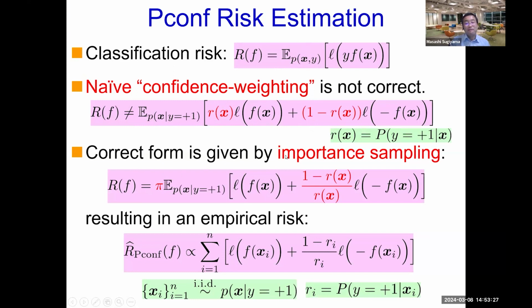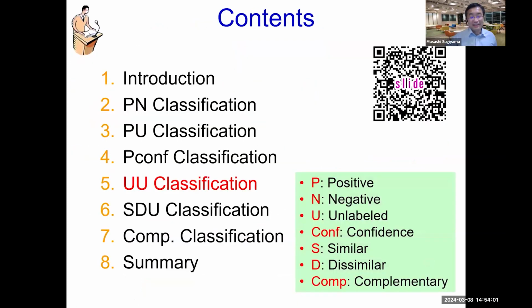Then in the end, the correct form is rather similar but a bit different. We have pi here and no weight here, and we have weight 1 minus R divided by R. By a few lines of calculation, we can obtain this, and in the end, this results in an empirical risk of this form. The good news here is that pi is only a proportional constant, so for training, we can drop it. We don't have to estimate pi in this Pconf formulation. We only need Xi and Ri. Okay, for Pconf, just like that.